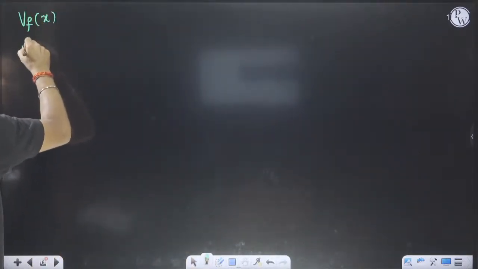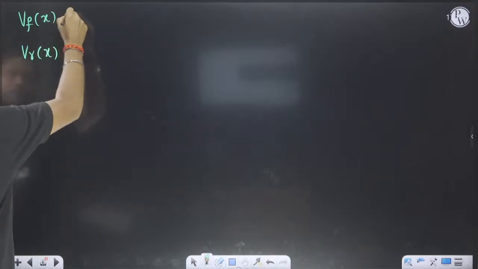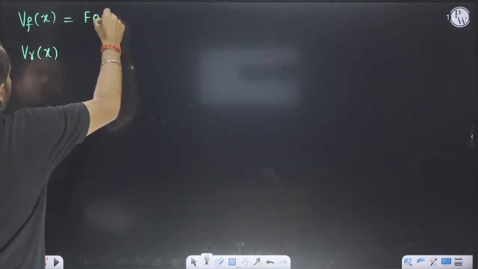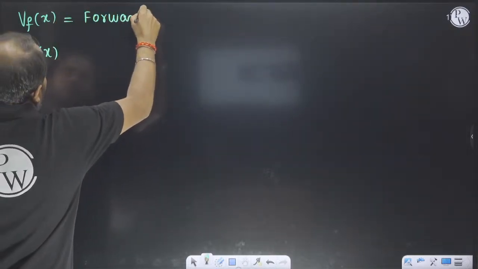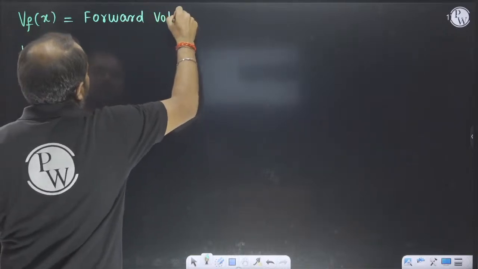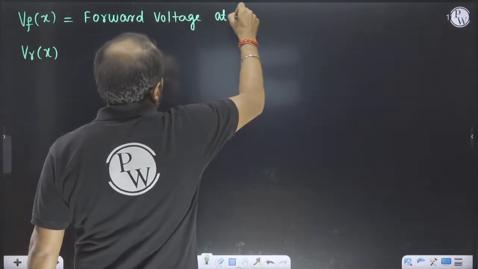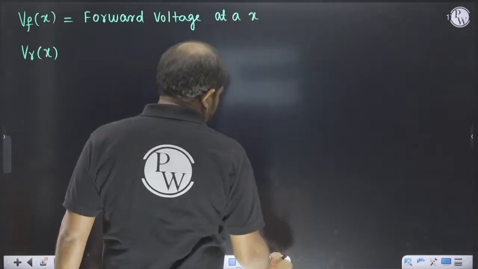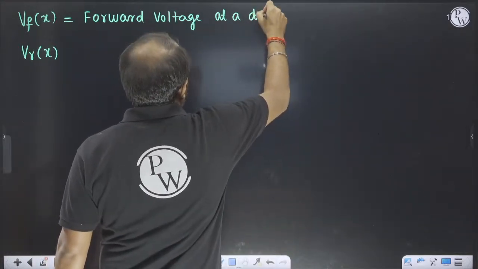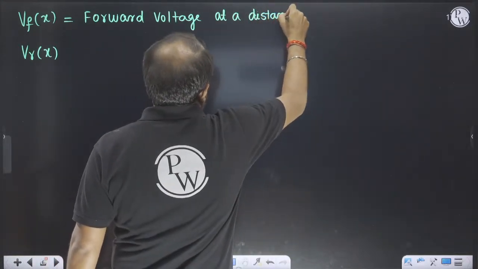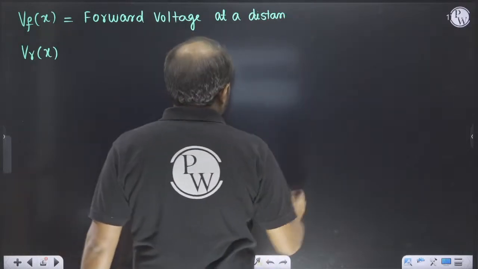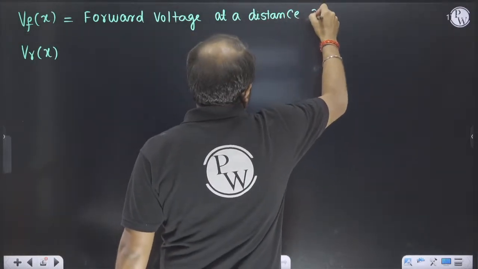Okay, so first of all I am going to name all these things. The first name is forward voltage at a distance x from the load. So this is forward voltage at a distance x from the load.